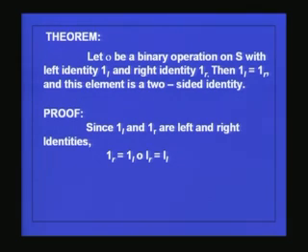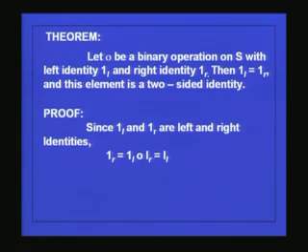But if an algebra has a left 0 and a right 0, then they are the same, I mean they will be equal. And if you have a left identity and a right identity, it will be the two-sided identity. Let dot be a binary operation on S with left identity 1L and right identity 1R, then 1L and 1R are equal. And this is called a two-sided identity.